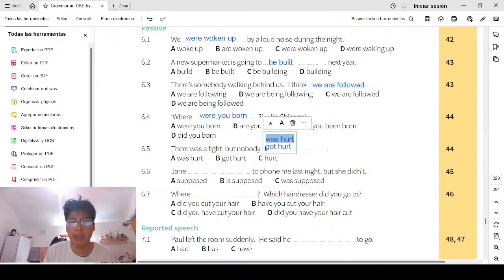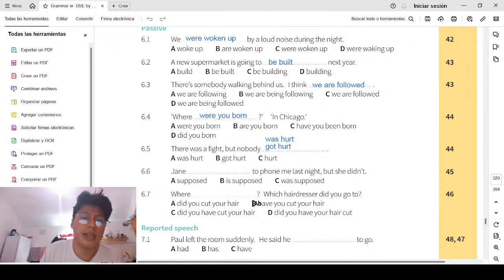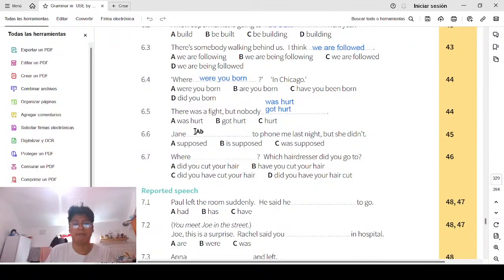But what happened with got hurt? We can use get instead of be. That's another tricky example. Nobody got hurt has exactly the same meaning as nobody was hurt. Okay, so remember, was hurt and got hurt are exactly the same in the passive voice. They have the same meaning.